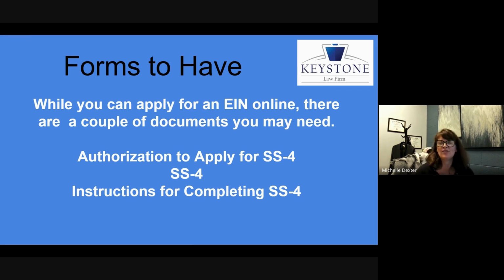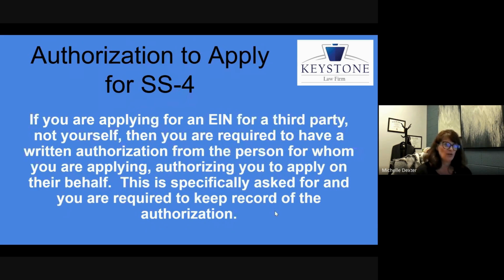All right, so that SS-4 form is the one that you're going to be looking at getting. Let me come back over here. As I mentioned, regarding the authorization to apply for the SS-4, if you're applying for an EIN for a third party, not yourself, then you're required to have written authorization from the person for whom you're applying, authorizing you to apply on their behalf. This is specifically asked for, and you're required to keep the record of that.